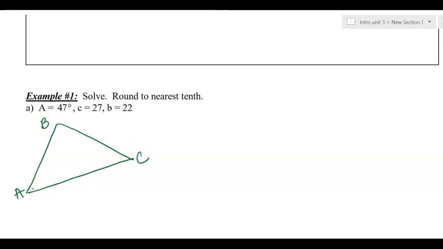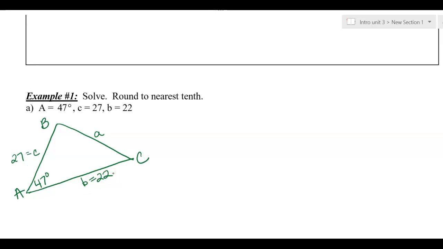And we know we're going to use the letters A, B, and C because of the letters they're using in the problem, okay? And we know we'll put the lowercase letters opposite of their corresponding angles. And then I'm going to fill in the information that they did give here. So angle A is 47 degrees, side C is 27, and side B is 22.